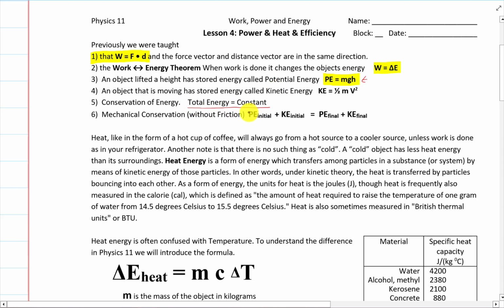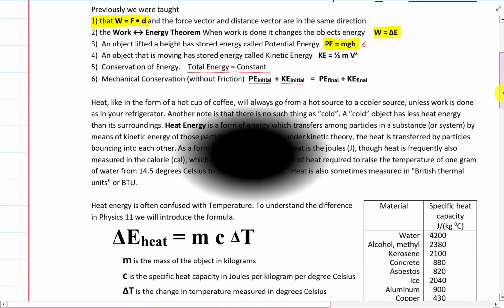And then we focused a lot more on mechanical energy, and that was the potential energy and the kinetic energy, and the total energy beforehand, and then the total energy after would have to equal that. So we've done a few lessons on those. Let's go on to today's lesson.